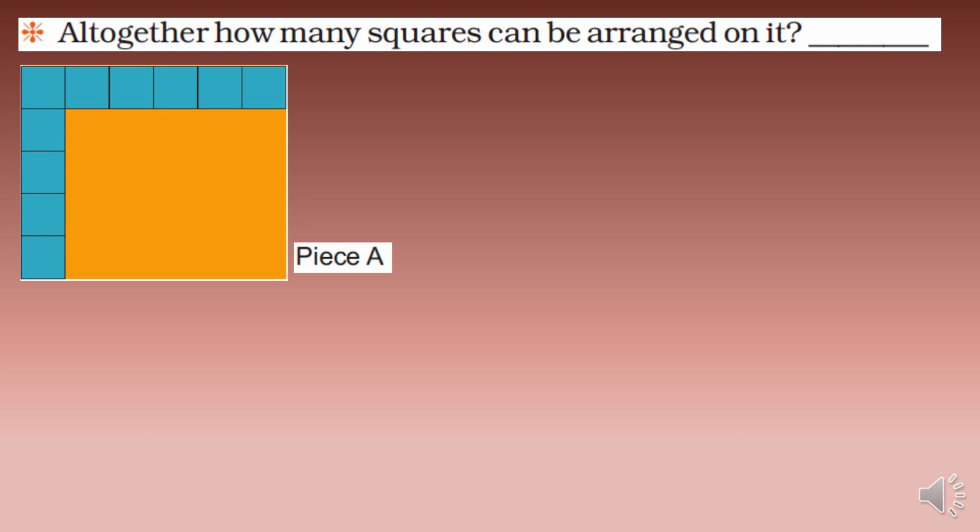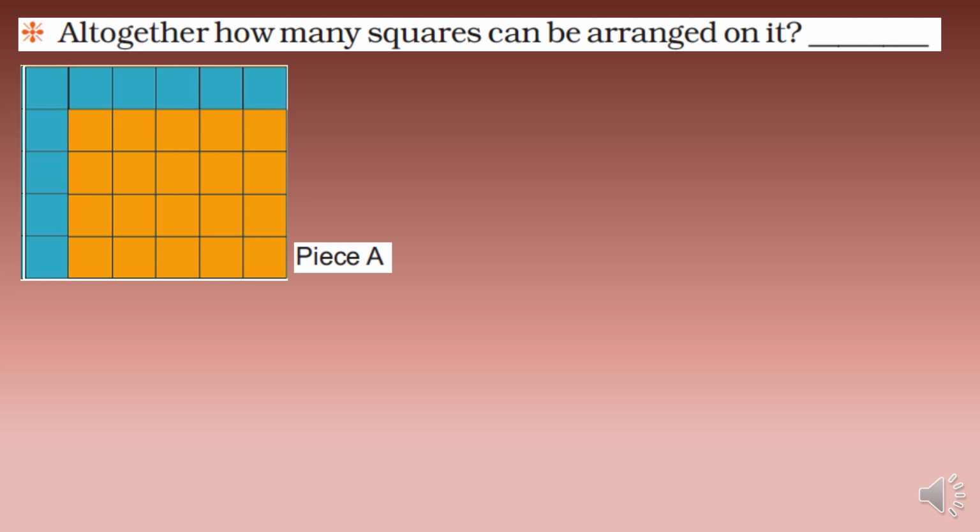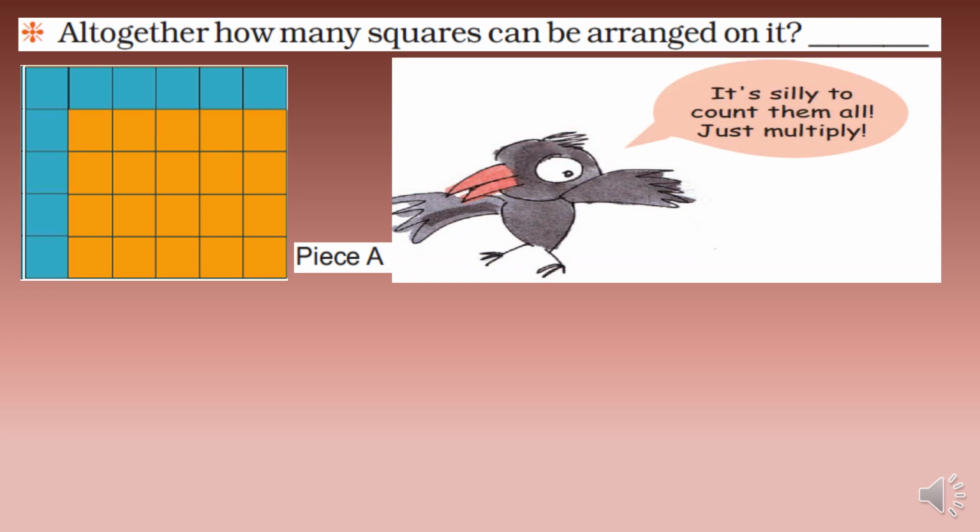If you draw lines, you can count all the squares, and you can make out that it is easier to multiply. How to multiply? The length multiplied by width. So the area of piece A is 6 cm into 5 cm, that is L into W, where L stands for length and W stands for width, that equals 30 square centimeter. So instead of counting each square, we can multiply the length and width and get the answer. So altogether 30 squares can be arranged on it.